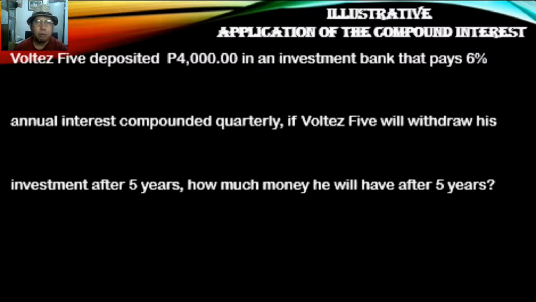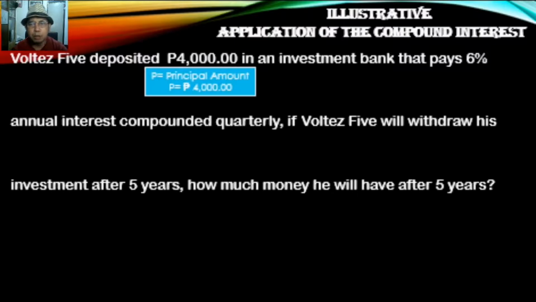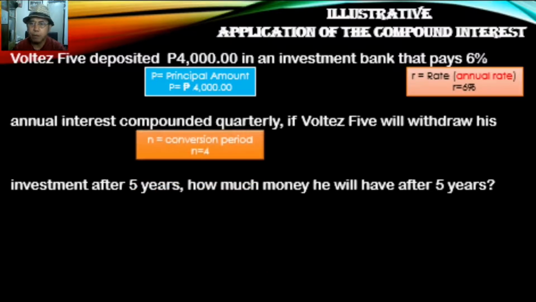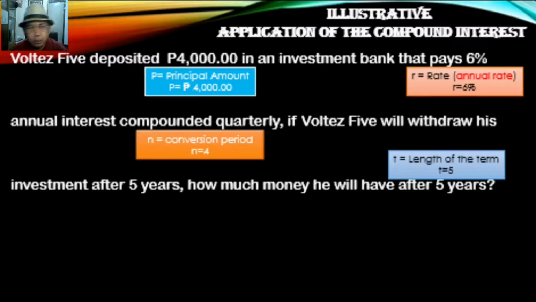Shall we say, find what is the principal. So the principal is 4,000 pesos. Another one would be the annual rate, which is 6% compounded quarterly. That 6% is the annual rate, and it is compounded quarterly. Another one would be the length of the investment, or length of period of the investment. So we have here 5 years.